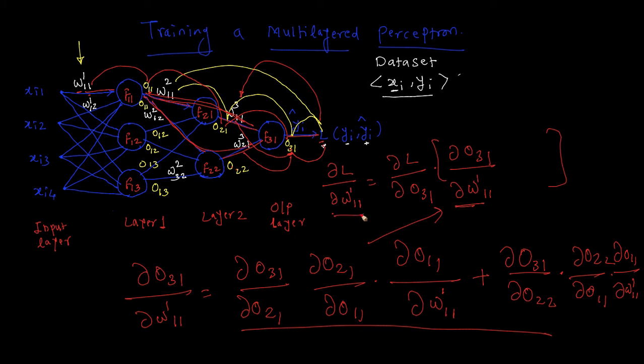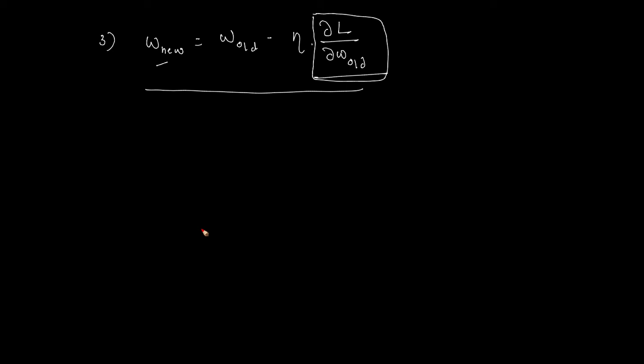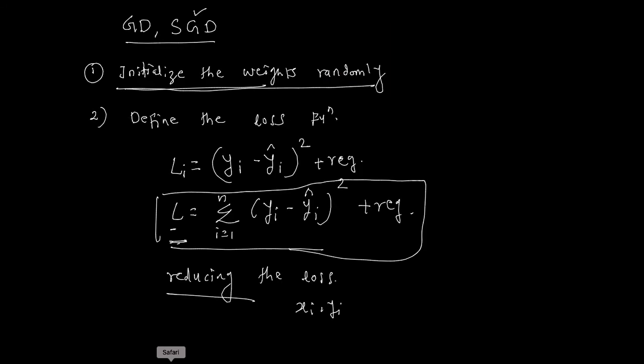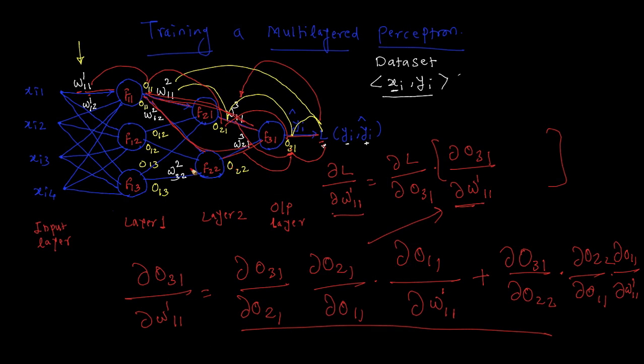And once I have this, by using the formula, which formula? This formula. I have this term calculated. I have calculated all the derivatives, then I can update all the weights. That is how we can train a multi-layer perceptron. The point here is we need to compute all of these weights. So that's it for this video.